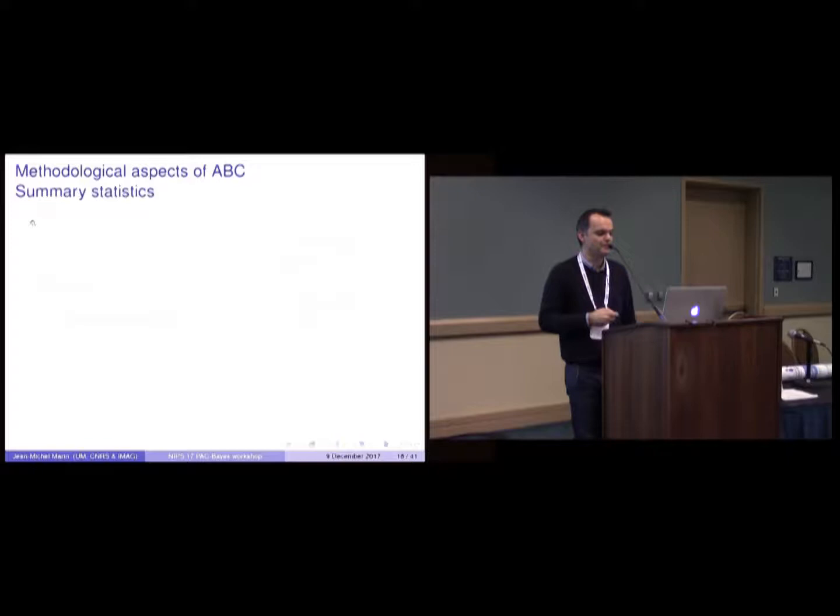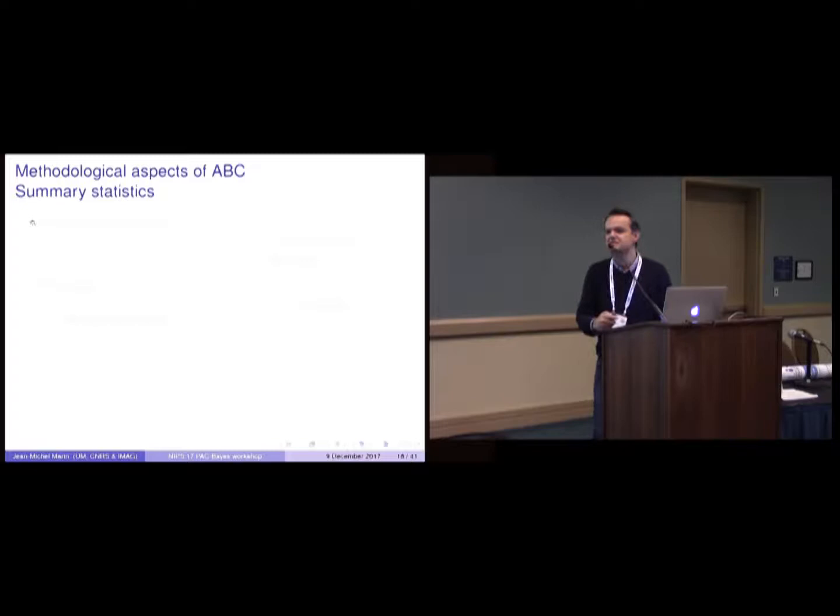There is also a lot of work on the selection of summary statistics. There are three types of selection you can do. The selection of summary statistics is a crucial step. The summary statistics should not be in a very large dimension, but should have information about the parameter we would like to estimate here.